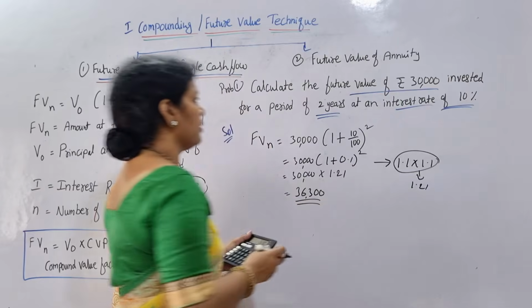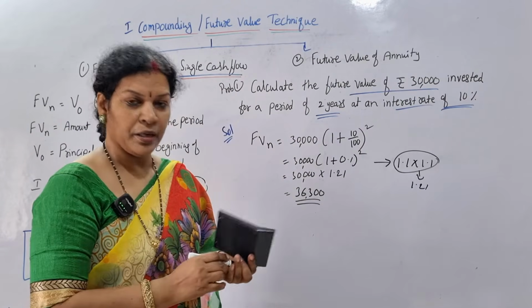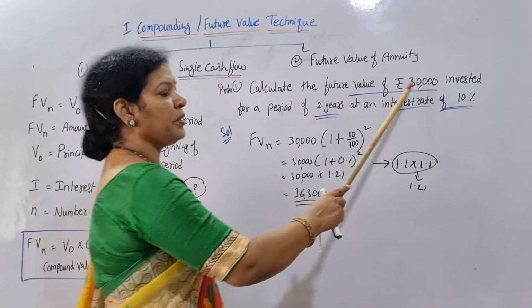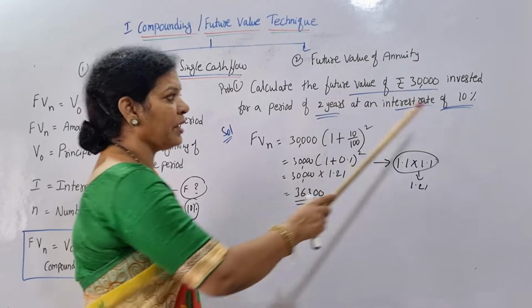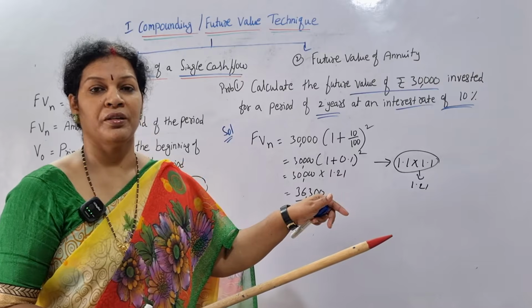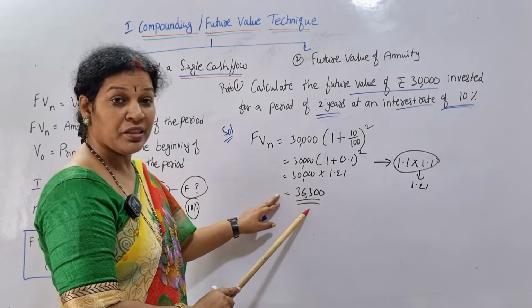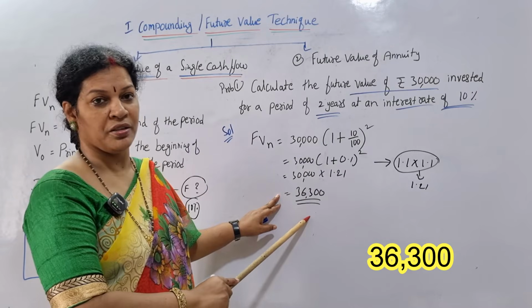This is the answer. Let me explain it. At present we have 30,000. We have invested 30,000 for 2 years at the rate of 10%. After 2 years, how much will it be? If we calculate, we get 36,300. After 2 years we'll be getting 36,300.